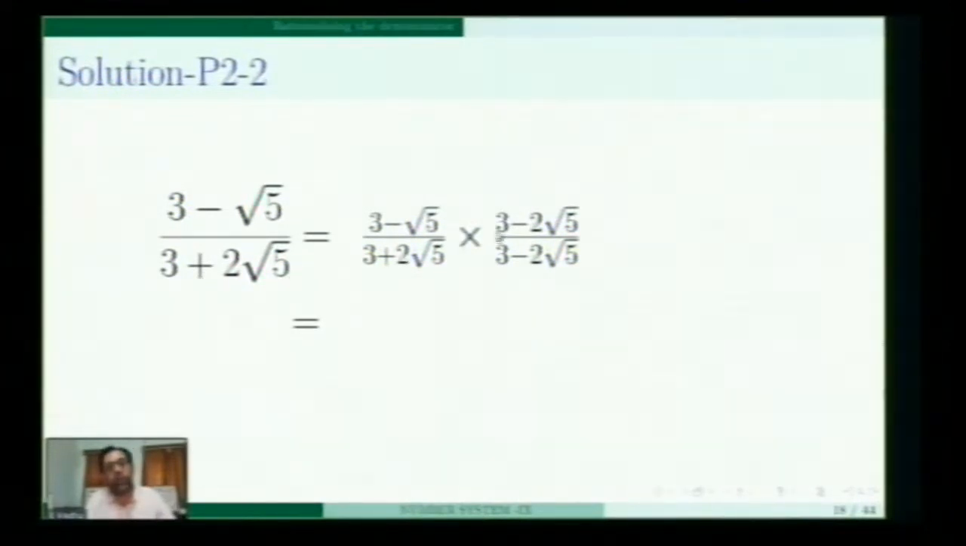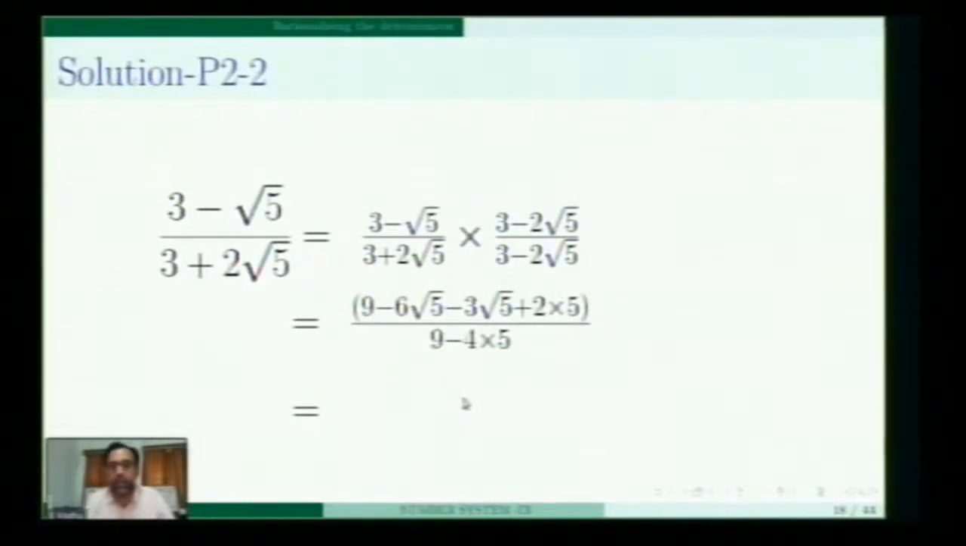What I am going to do is multiply both numerator and denominator with 3 minus 2 root 5. You can easily identify how I am choosing that number. Here it is 3 plus 2 root 5, so I am multiplying with 3 minus 2 root 5. Then only can I apply a square minus b square in the denominator. So if you apply that, the numerator is 3 minus root 5 times 3 minus 2 root 5, which is a normal distributive law multiplication. The denominator will be 3 square minus 2 root 5 whole square. 2 square is 4, root 5 square is 5.